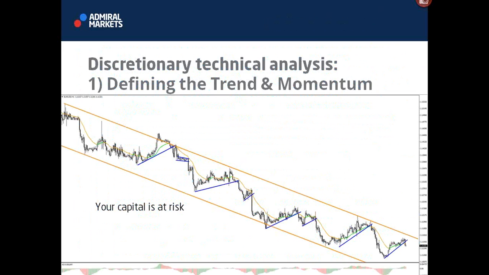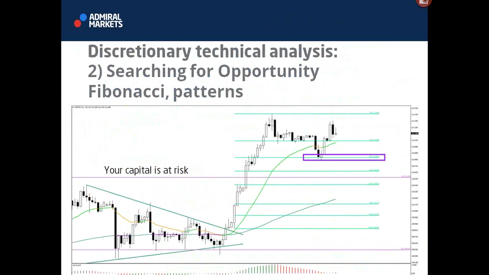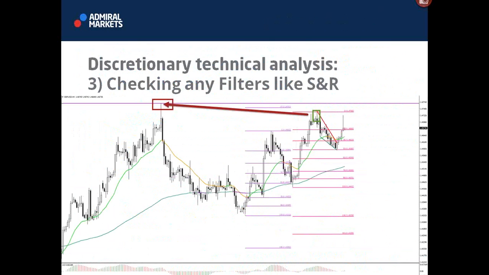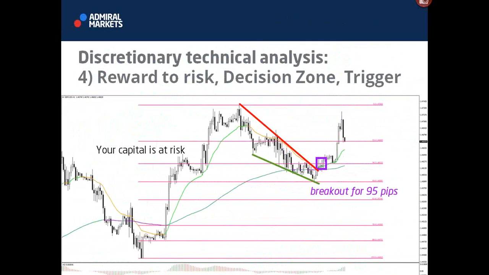But in general, what I like to do is, first of all, define the trend of momentum, try to decide which direction, if at all, I want to trade. Point two is to look for an opportunity within that direction. Either it could be a pullback, like to a fib, or a pattern, for instance. Thirdly, are there any filters stopping the trade from materializing? Fourthly, is there a good reward to risk at the decision zone? And what kind of trigger am I looking for before I'm entering that setup?